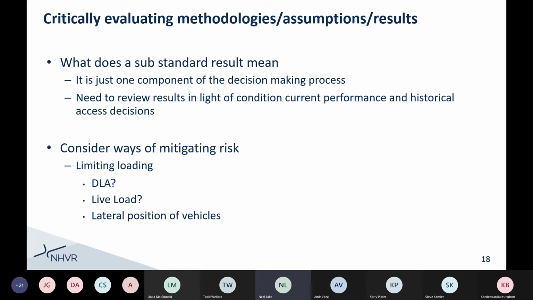Of course, if you do get substandard results, consider ways of mitigating the risk. Can we do something to reduce the dynamic load allowance? Can we do something to improve the load compliance so that perhaps we could reduce the load factor assumptions that we've used? And of course, can we place vehicles on structures in different places that actually improve the situation?